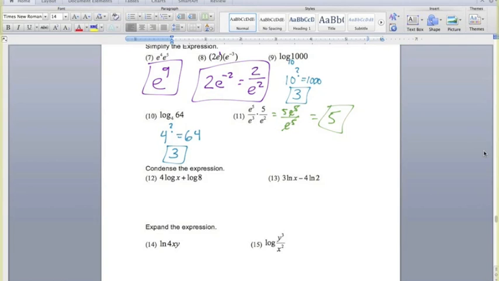Common wrong answer here is 4. A lot of students subtract those e's from each other, but this is a division question. So we're dividing those e's off of each other, leaving us with just the coefficient of 5.